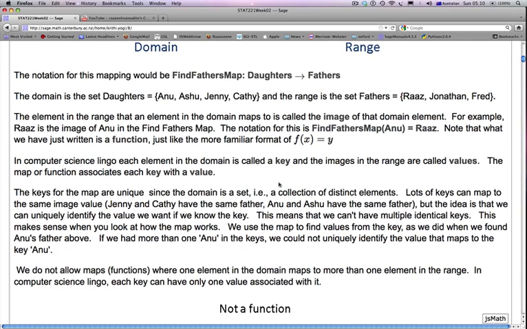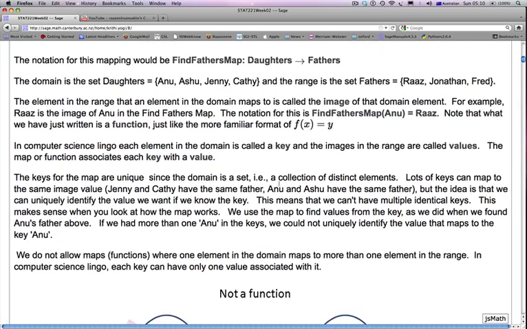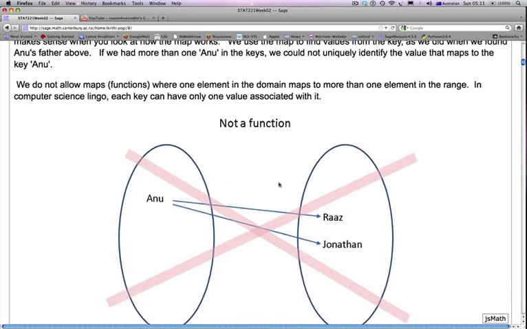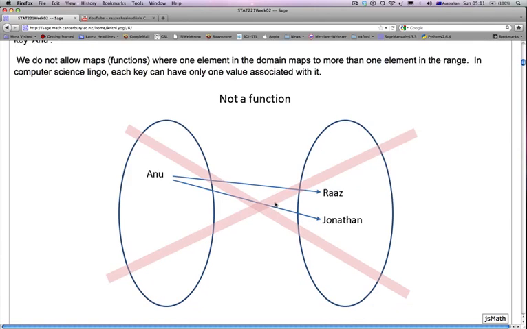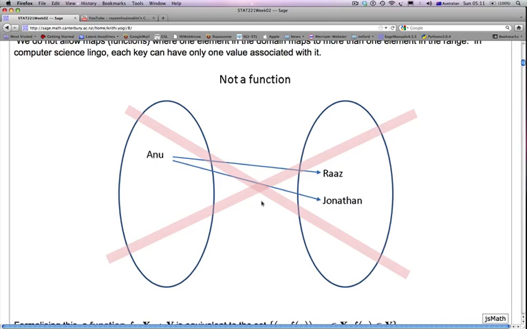We use the map to find values from the key as we did when we found Anu's father above. If we had more than one Anu in the keys, we could not uniquely identify the value that maps to the key Anu. We do not allow maps or functions where one element in the domain maps to more than one element in the range. In computer science lingo, each key can have only one value associated with it. So the picture below is not a function.